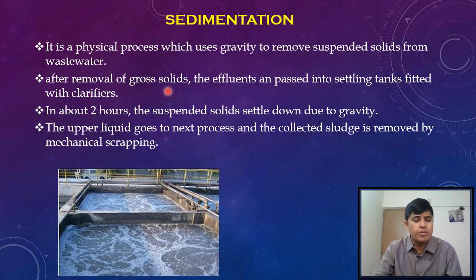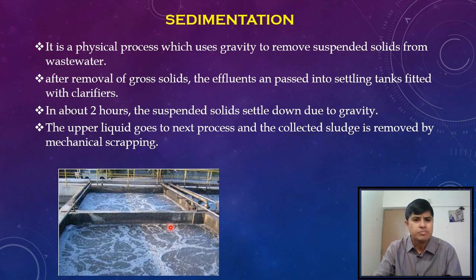After removal of gross solids, the effluent is passed into settling tanks fitted with clarifiers. In about 2 hours, the suspended solids settle down due to gravity. The upper liquid goes to the next process, and the collected sludge is removed by mechanical scraping.